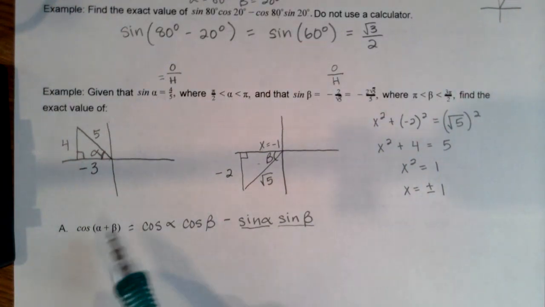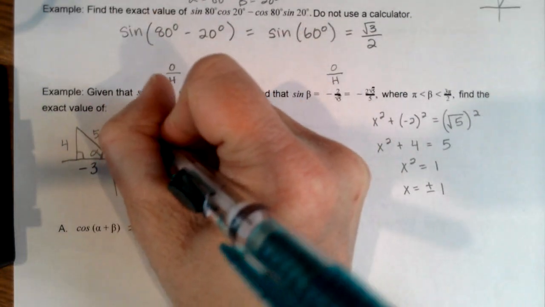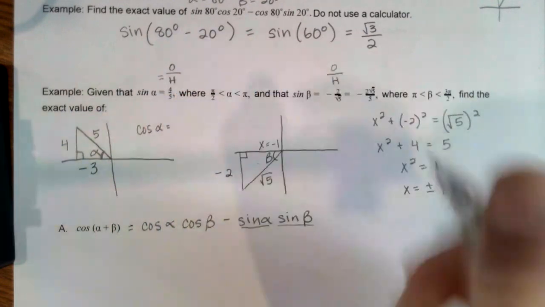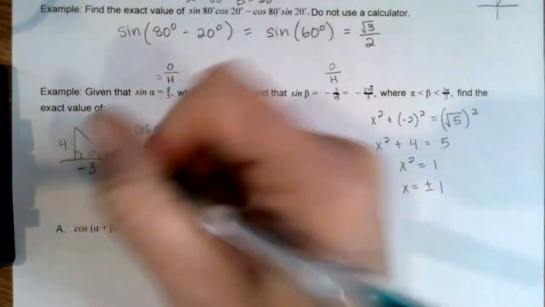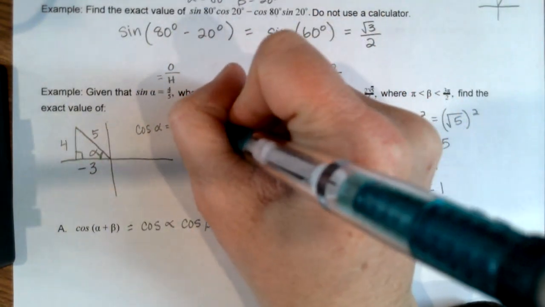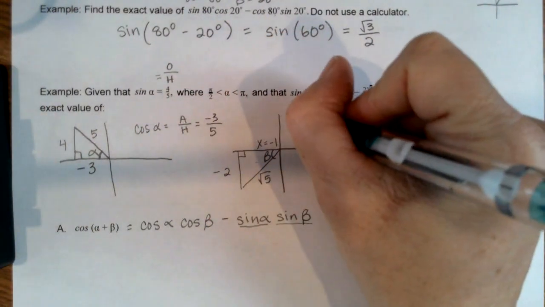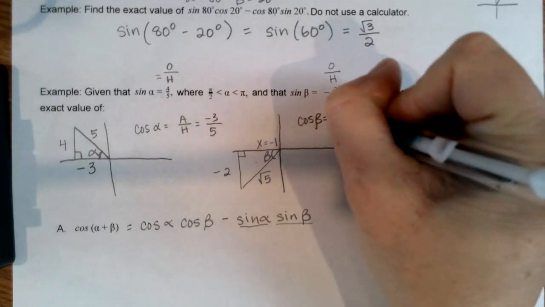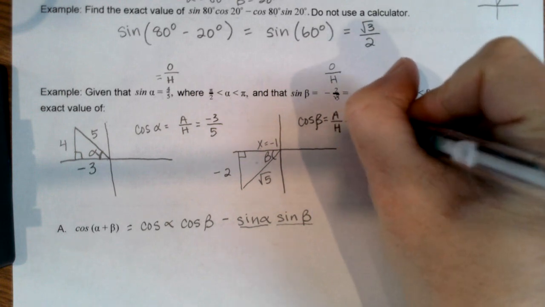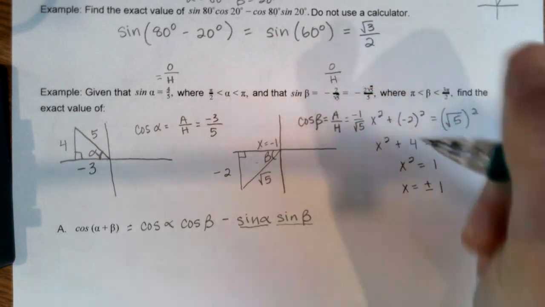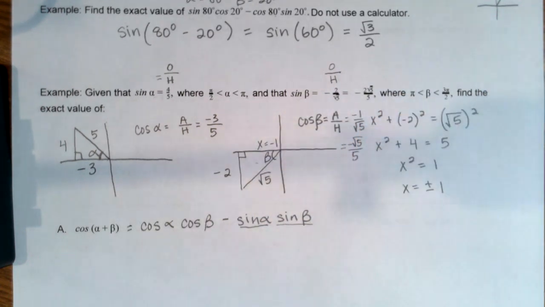So now I can figure out my cosine of alpha and my cosine of beta. My cosine of alpha is going to be my adjacent over my hypotenuse, which is negative 3 over 5. And my cosine of beta is also going to be adjacent over hypotenuse for this triangle, which is negative 1 over square root of 5. I can also write that as negative square root of 5 over 5 if I rationalize the denominator.